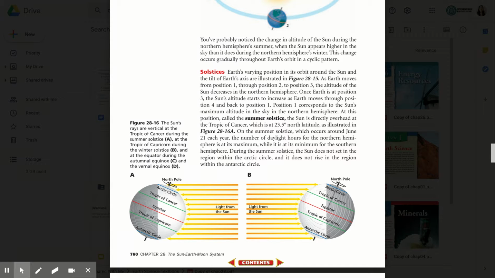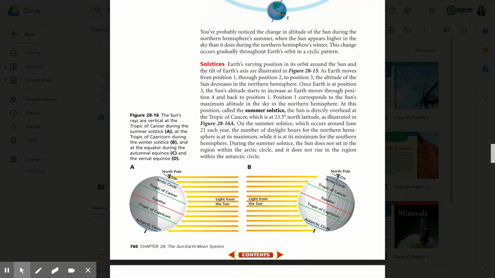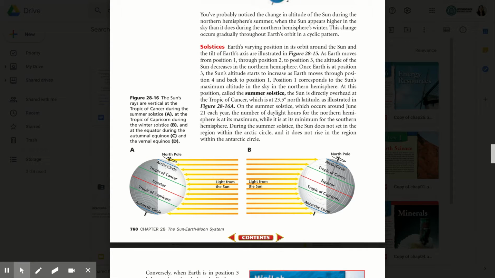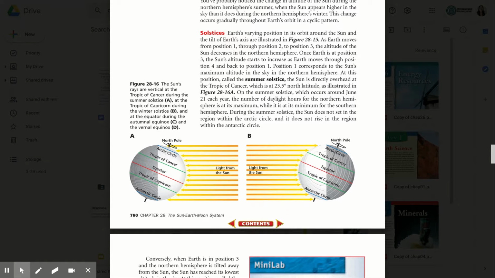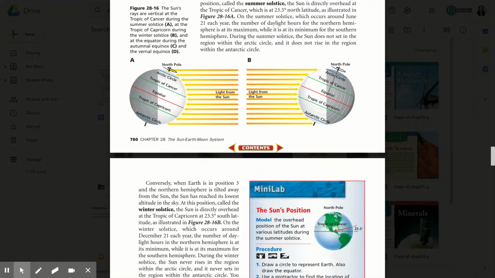On the summer solstice, which occurs around June 21 each year, the number of daylight hours of the northern hemisphere is at its maximum, while it's at its minimum for the southern hemisphere. During the summer solstice, the Sun does not set in the region within the Arctic Circle, and it does not rise in the region within the Antarctic Circle.